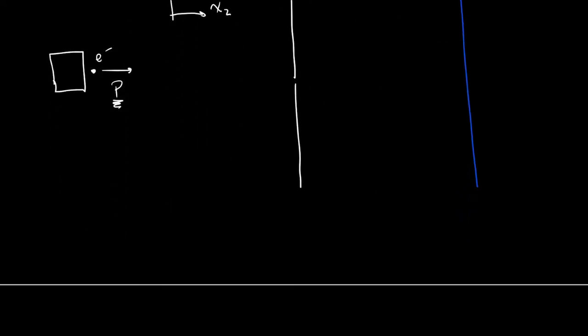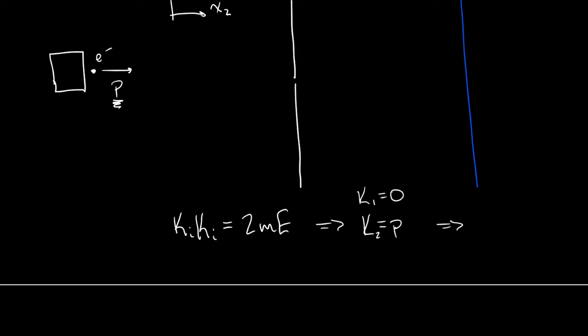So remember that kappa_i kappa_i is equal to 2mE. And if I restrict myself to kappa equals p, the momentum that I chose, really kappa_2 is equal to p, kappa_1 equals 0, then I find that E is equal to p squared over 2m, not super surprisingly.